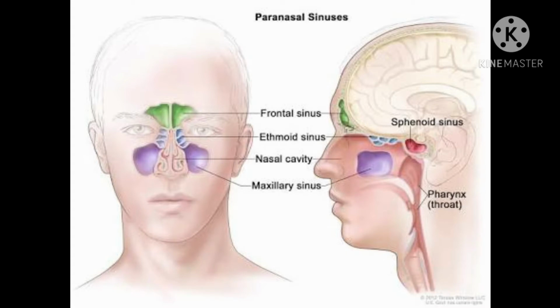Sinuses are basically cavities or air filled pockets near the nasal passage. As in the nasal passages, the sinuses are lined with mucous membranes. There are four different types of sinuses.